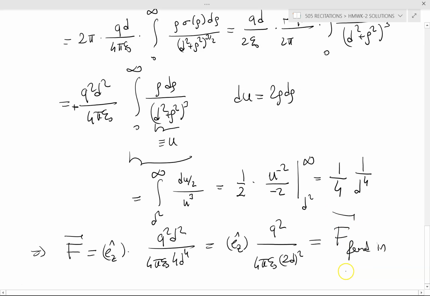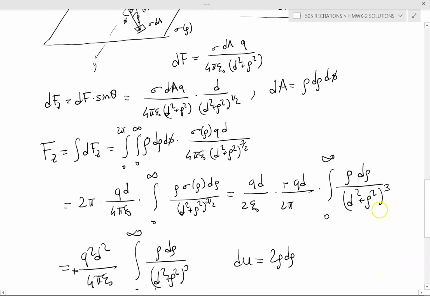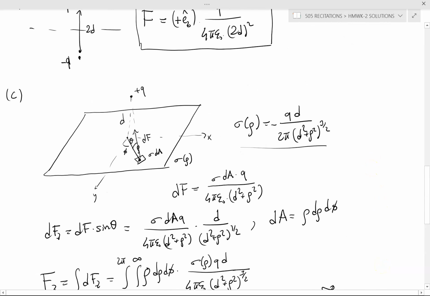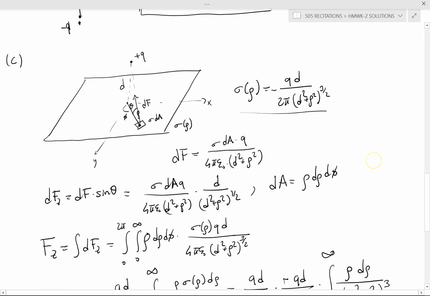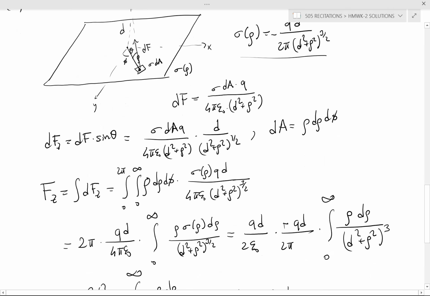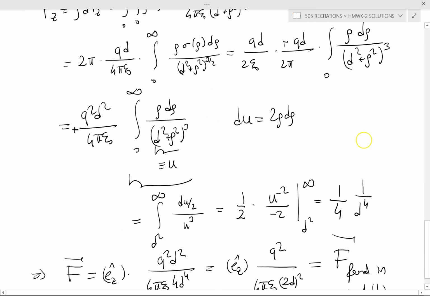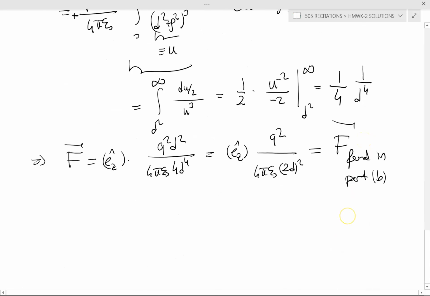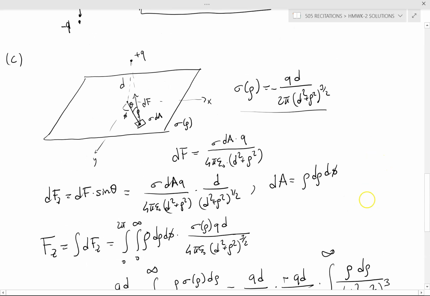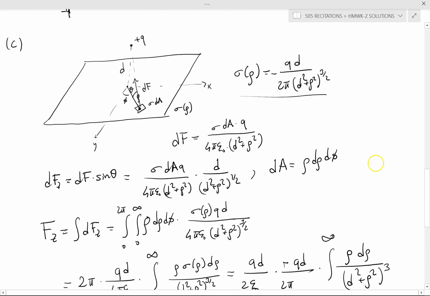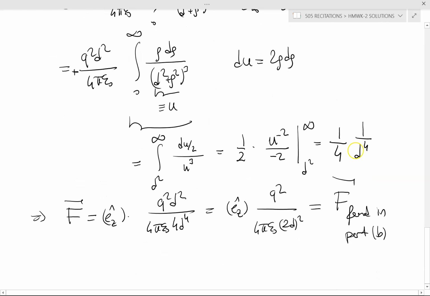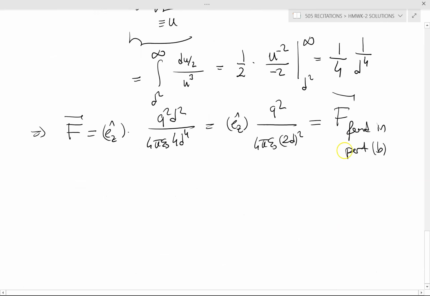What was the part? B. So we have checked by explicitly calculating the Coulomb interaction between the plus q and the induced surface charges. We have taken the integration over the whole surface of the infinite plane. Hence, we have ended up with the very same result. So it seems like the method of images is working just fine for the forces too, at least for this special case.